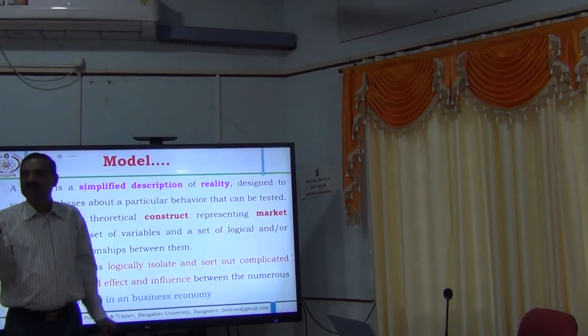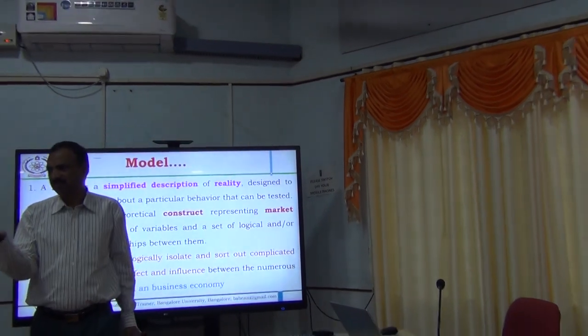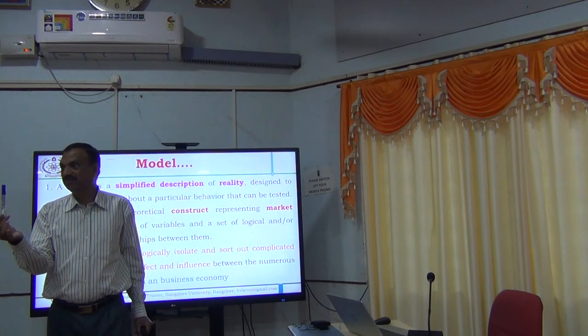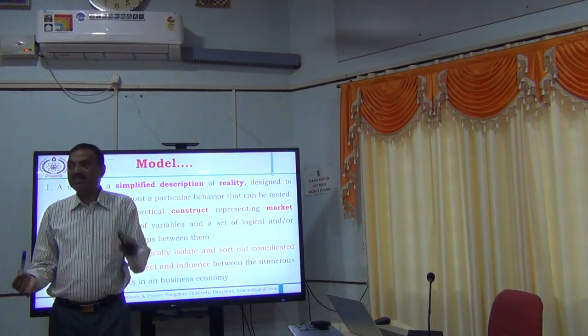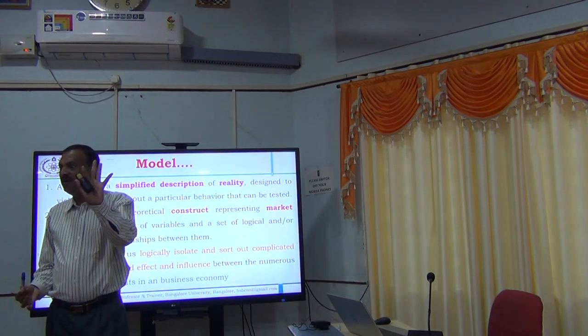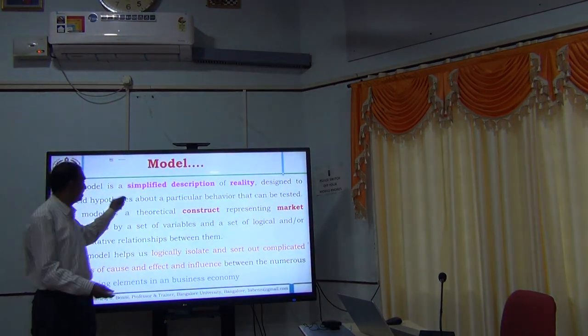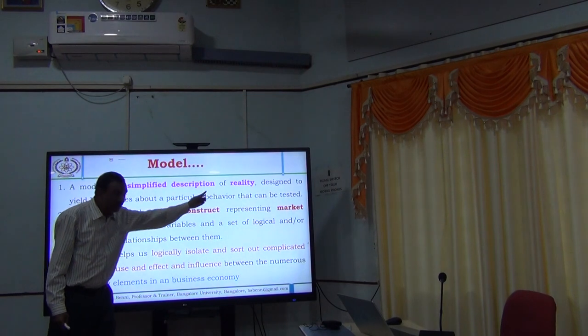What is this? Marker. The title itself defines it. It is a reality. What is this? Pointer. The model itself describes it. So the definition of a model is a simplified description of a reality.